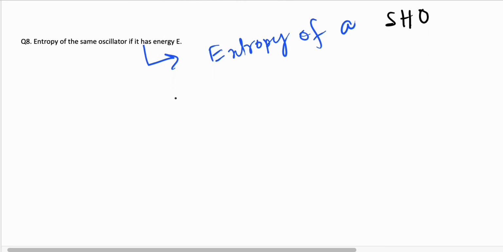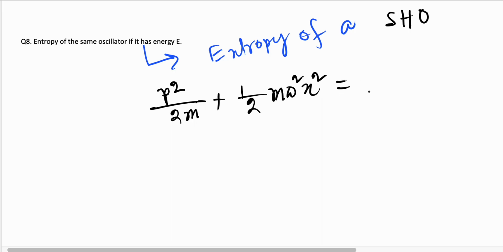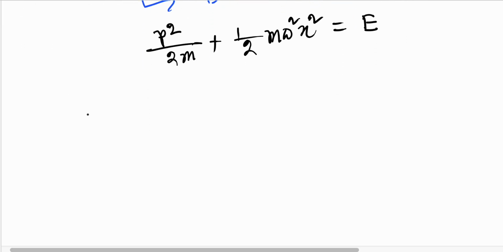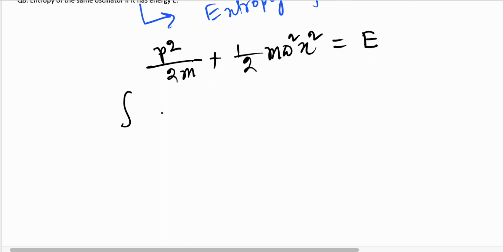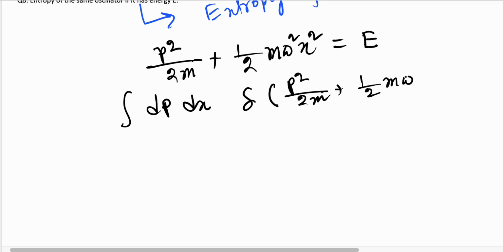whose energy is p square by 2m plus half m omega square x square, equal to energy E. That means to calculate the entropy we need the total number of microstates. So let's calculate that. The integral dp dx into delta of p square by 2m plus half m omega square x square minus E.